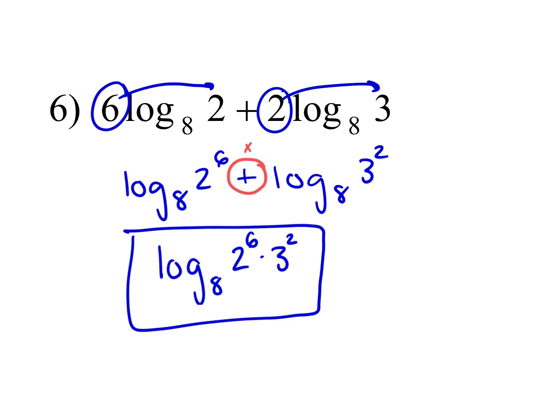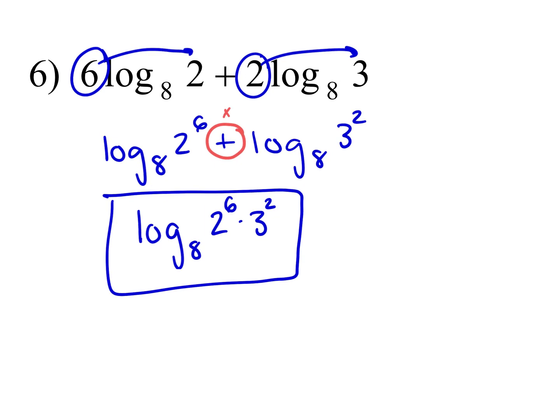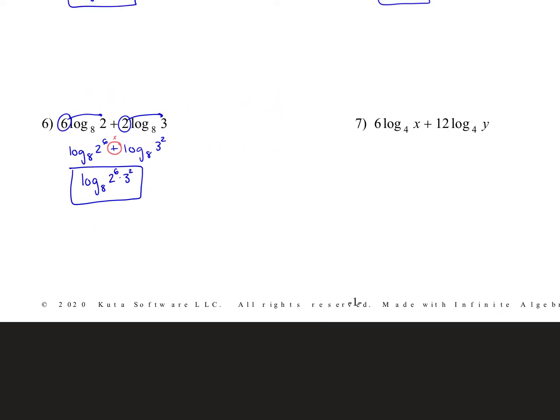You could multiply it out, but we're just going to leave it because most of the time it'll be variables where we can't multiply it out. So if you multiplied it, like if you did 2 to the 6th power and 3 to the 2nd power, it'd still be right. It's just going to give us a big number.